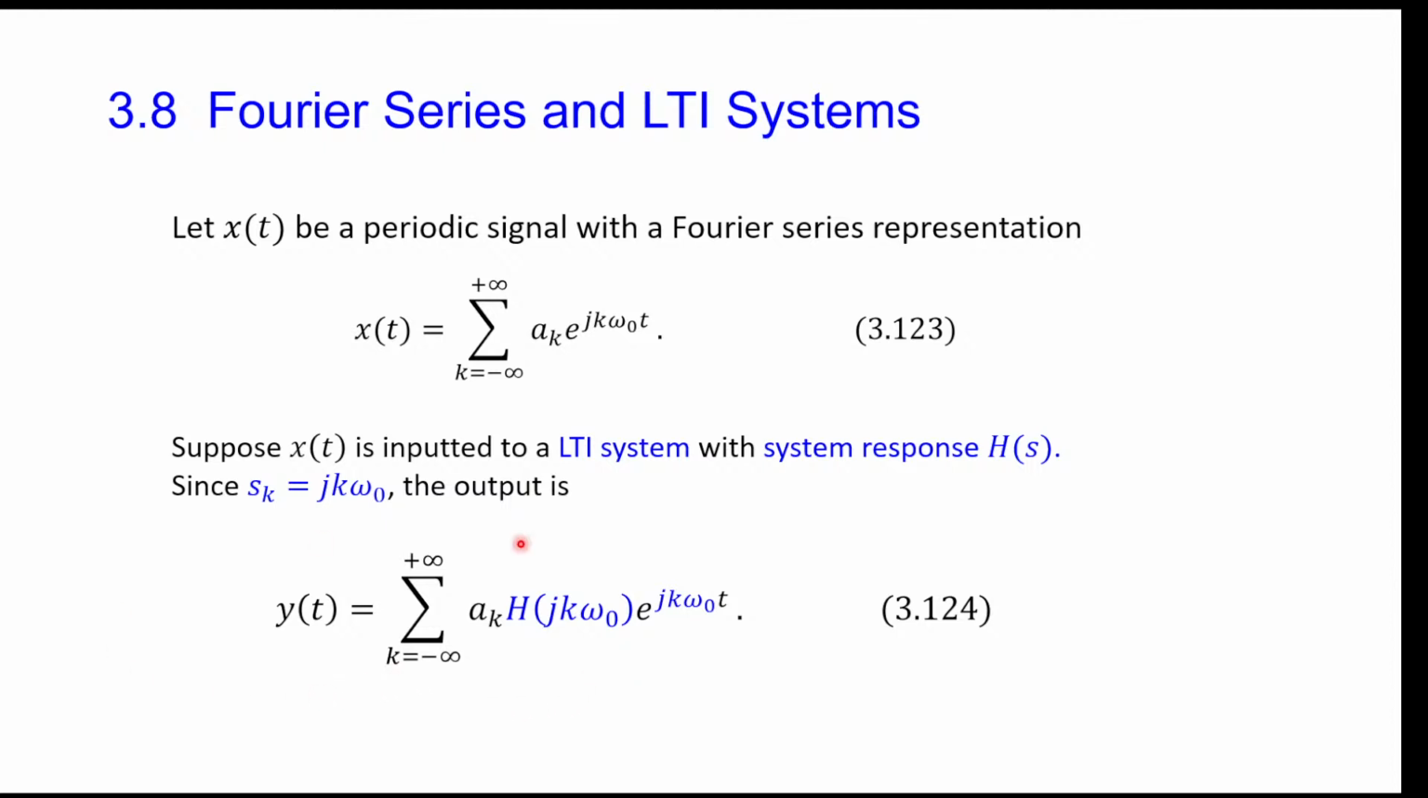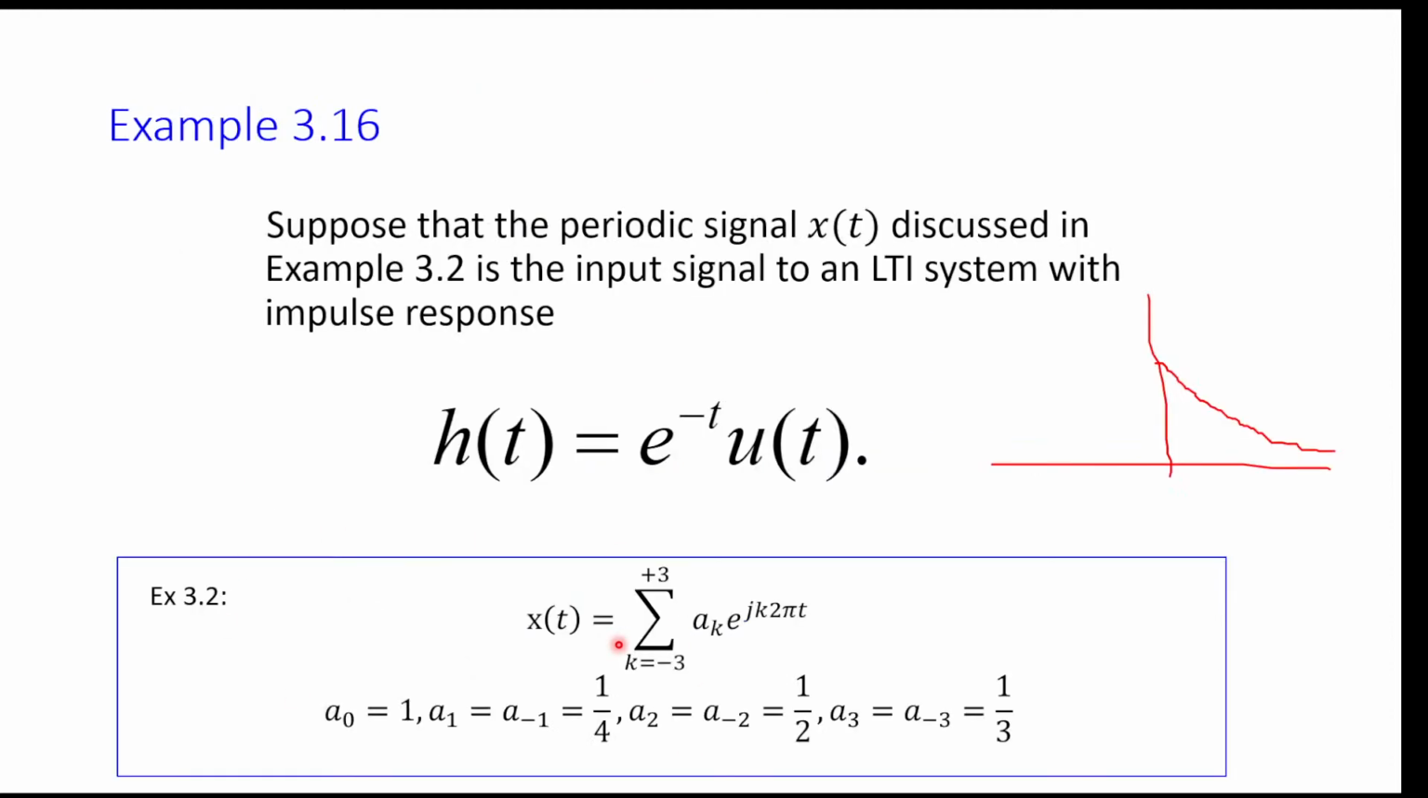So the output will just be the same linear combination, but your a sub k is multiplied by H of jk omega naught. So if we have a periodic signal and we can decompose it into a Fourier series representation, then we can write down the output of an LTI system by just this equation. And so we go to a direct example for doing this.